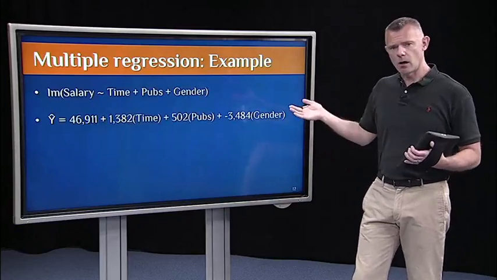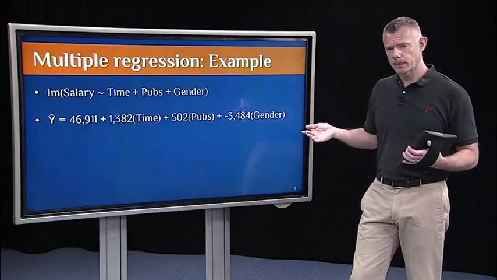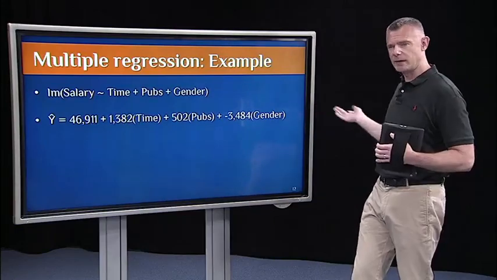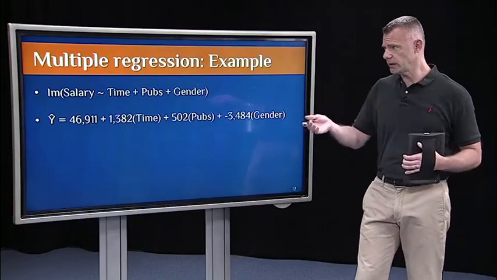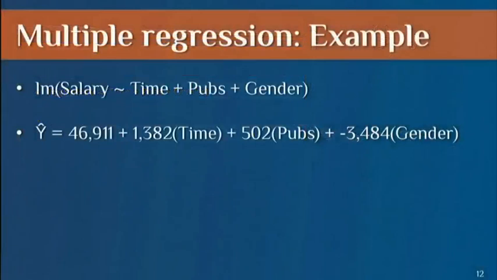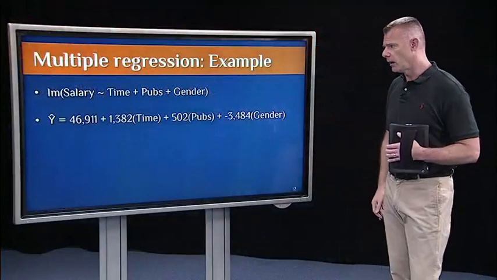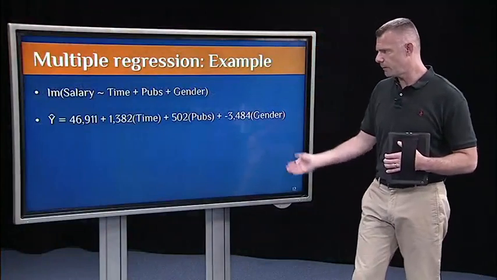So if we ran this in R, we would use the LM function. Same thing as regular regression, we just add in more predictors. So I did LM, salary is the outcome measure, so it's salary tilde, and then all your predictors: time plus pubs plus gender. Notice, see the GLM in there. We covered the GLM, it's right there. Y is a function of these predictors: time, publications, and gender. I ran that in R, and here's my output.